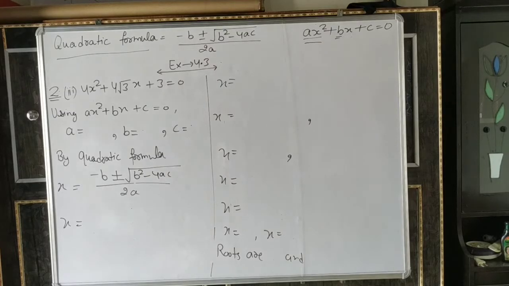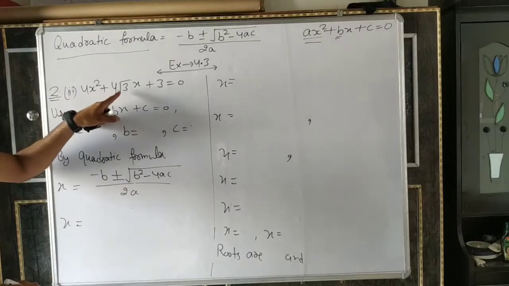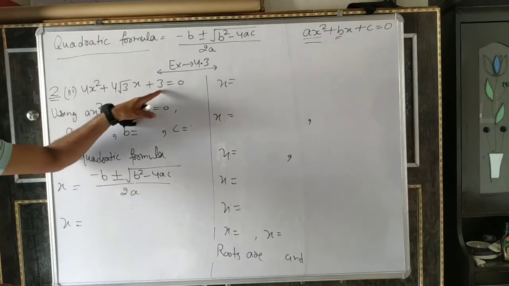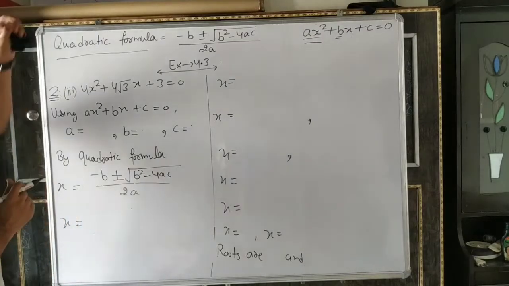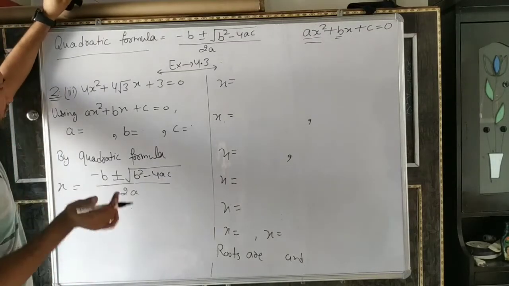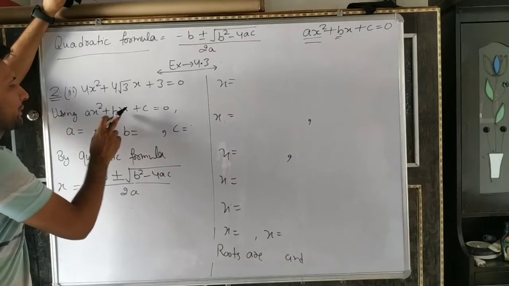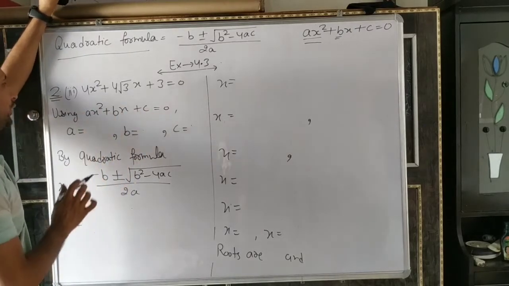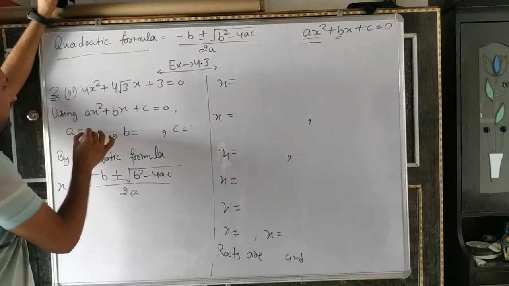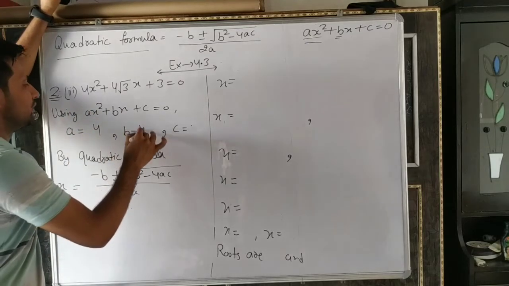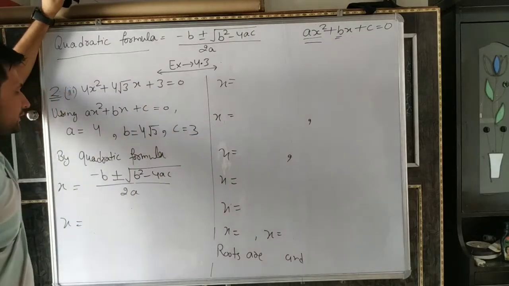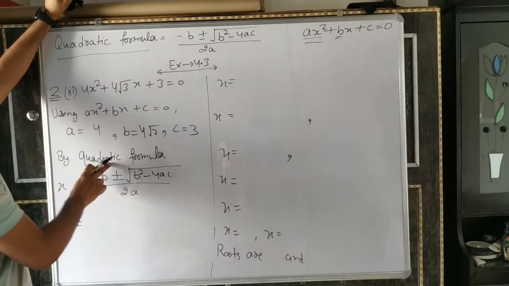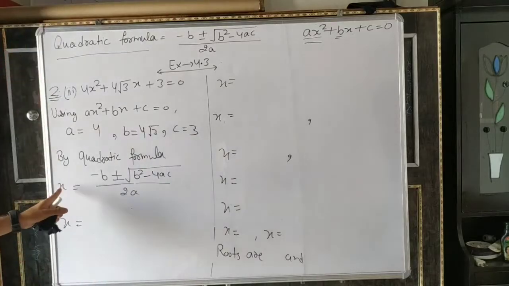Now the third part of the second question: 4x square plus 4 into root 3 into x plus 3 equal to 0. First, same as the previous question, using ax square plus bx plus c equal to 0, find the value of a. A is how much? 4. B is 4 into root 3 and c is 3.